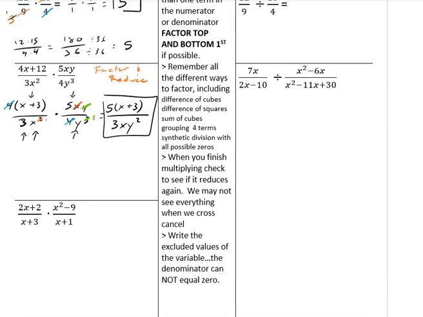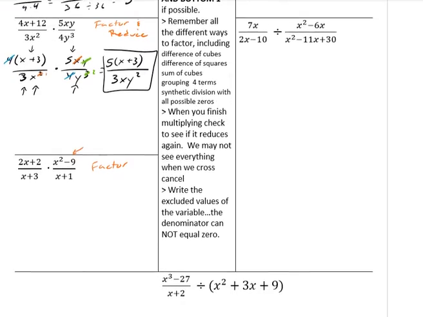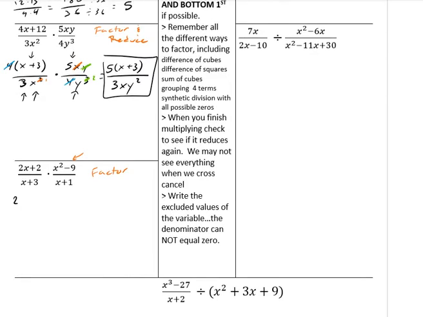Let's do another example. 2x plus 2 divided by x plus 3 times x squared minus 9 divided by x plus 1. Factor first. We know that this here is a difference of squares. That's something that should be stuck in our head now. So on the left, you can factor out a 2 to give you x plus 1 over x plus 3, times x plus 1 on the bottom, and on top x minus 3, x plus 3.